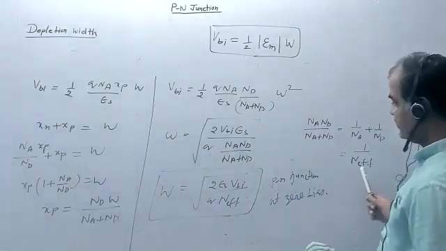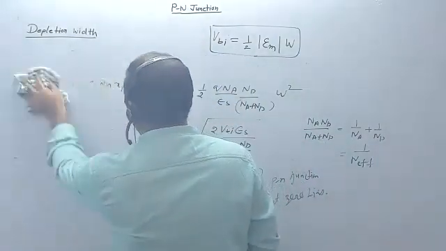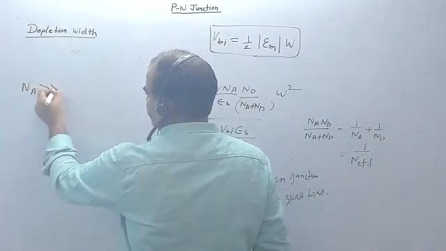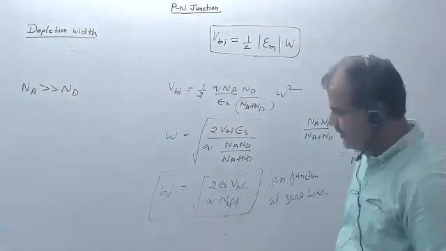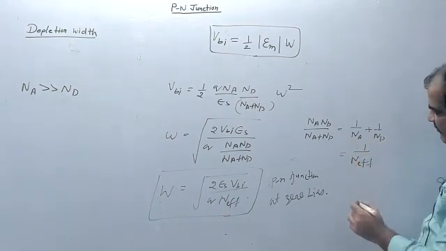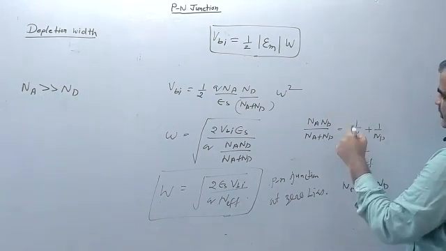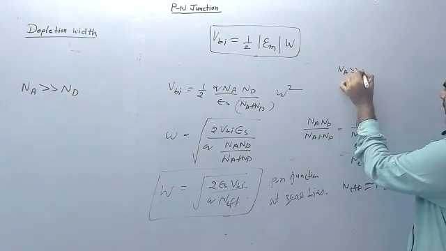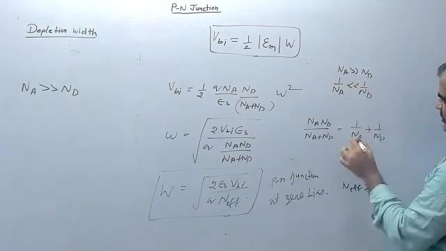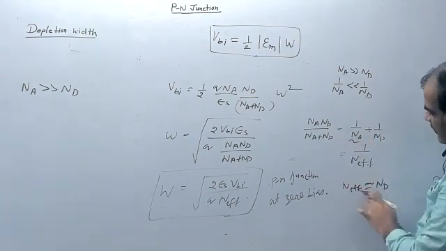So now this is N effective. Now if I increase the doping on one side, say my Na doping is greater than Nd, then what is the value of N effective? N effective will be simply Nd. If Na is greater than Nd, then 1 upon Na is less than 1 upon Nd, so this term can be negligible. So 1 upon N effective equals 1 by Nd, so Nd equals N effective.